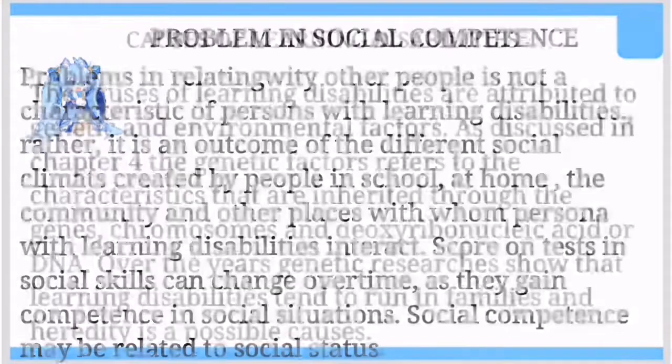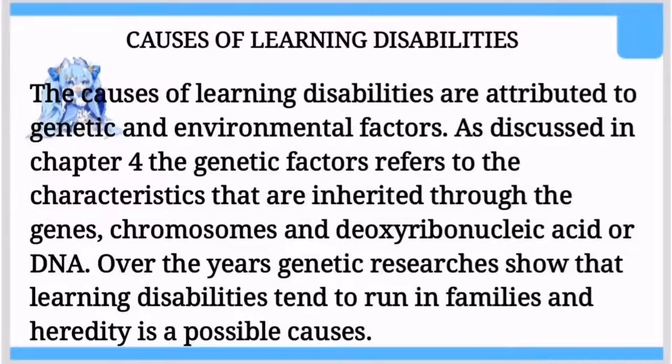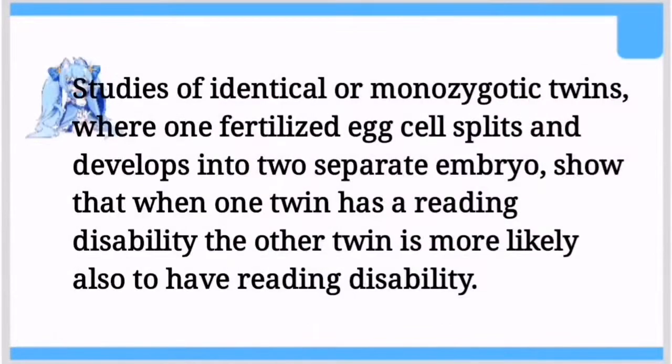So now, let's proceed to the last topic: causes of learning disabilities. The causes of learning disabilities are attributed to genetic and environmental factors. As discussed in Chapter 4, genetic factors refer to the characteristics that are inherited through the genes, chromosomes, and deoxyribonucleic acid or DNA. Over the years, genetic research shows that learning disabilities tend to run in families and heredity is a possible cause.